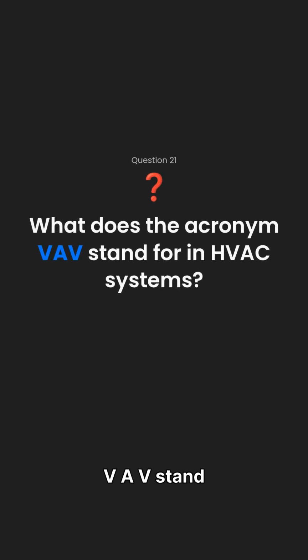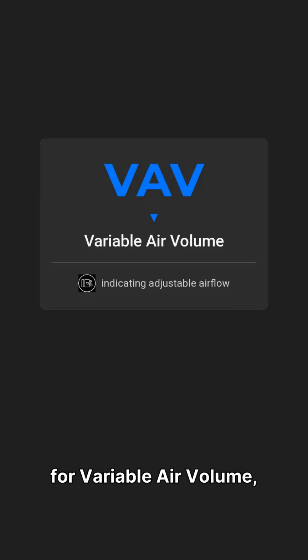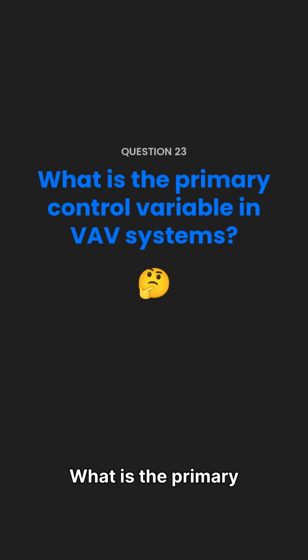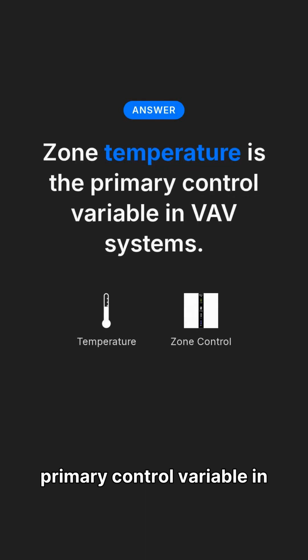What does the acronym VAV stand for in HVAC systems? VAV stands for variable air volume, indicating adjustable airflow. What is the primary control variable in VAV systems? Zone temperature is the primary control variable in VAV systems.